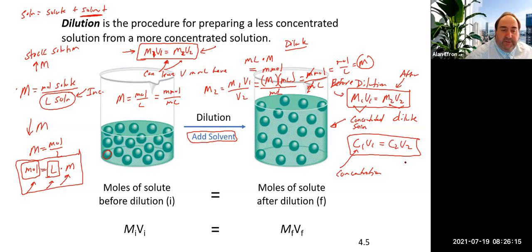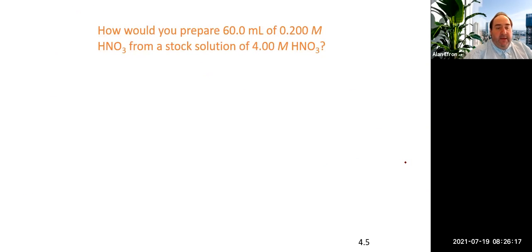All right, so why don't you try one here, see what you come up with. How would you prepare 60 milliliters of a 0.2 molar nitric acid solution from a stock 4 molar nitric acid solution? Take a minute or two, see what you come up with. Look at it just to make sure everybody's on the same page here.